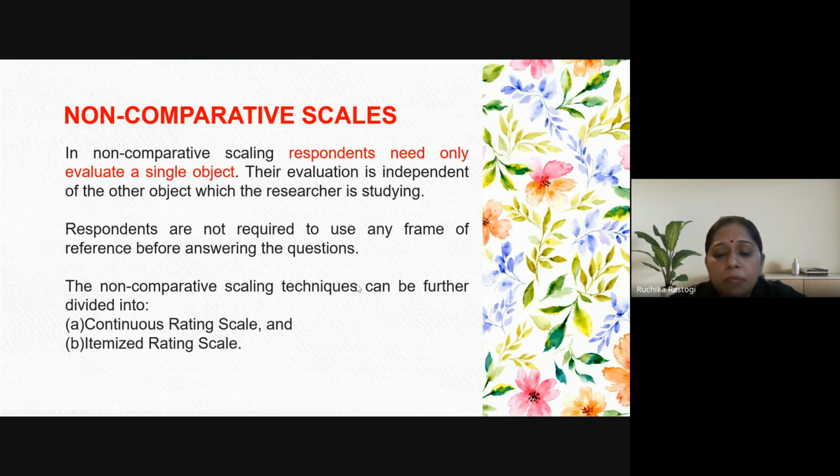As I have already spoken a lot about the comparative one, it can only be used when we have two objects or more than two objects. If we have a single object, it's better to go with a non-comparative scale. And generally what happens, for example, when you take a questionnaire, I feel there is confusion, a question you should have asked me, but you people are not asking.